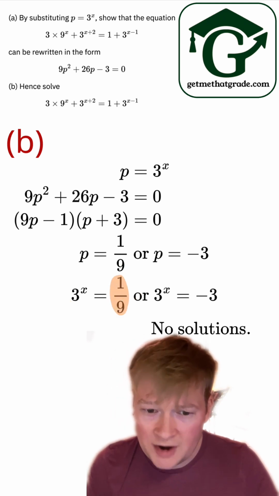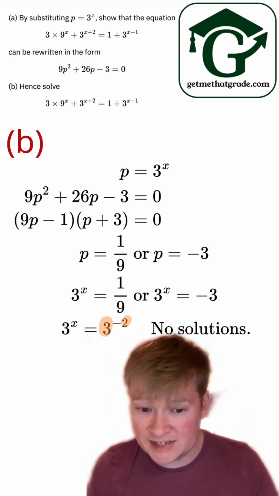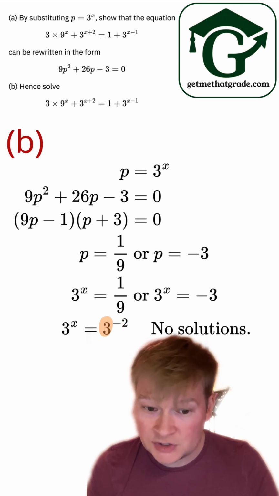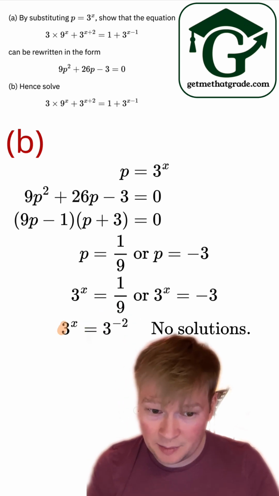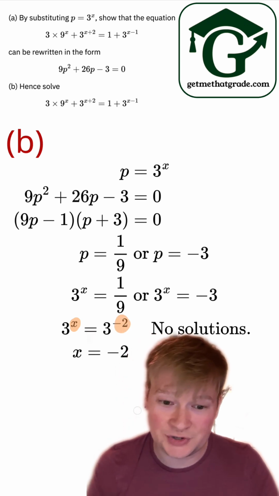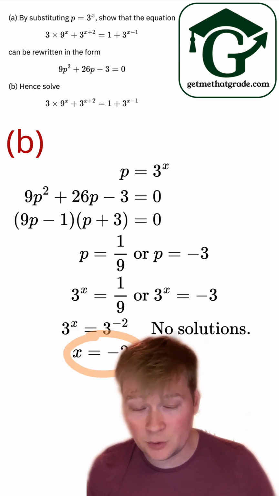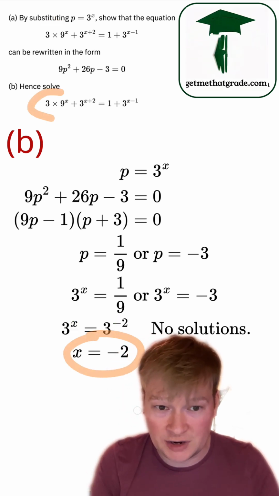Can we write 1/9 as a power of 3? Well, I think we can. We know that 3 squared is 9, so 3 to the power of -2 is going to be 1/9. What can I do from here? Well, if this equals this, note the base numbers are the same, it must be that the powers are equal too. So there we are, we've got x equals -2 as our only solution to the original equation that we had up here.